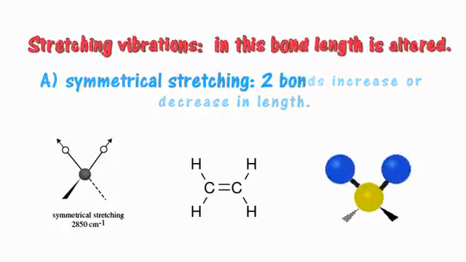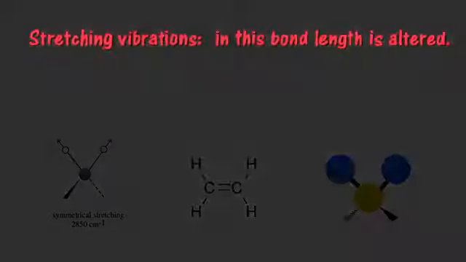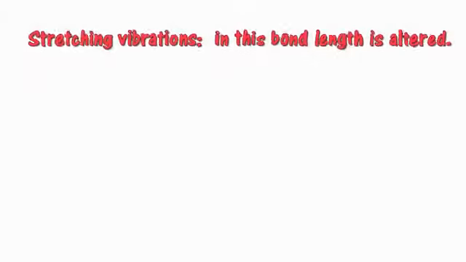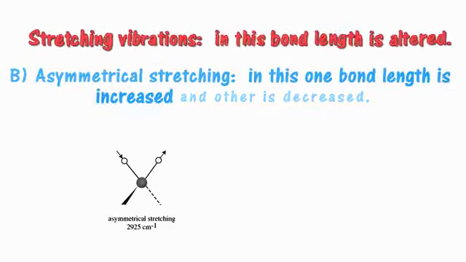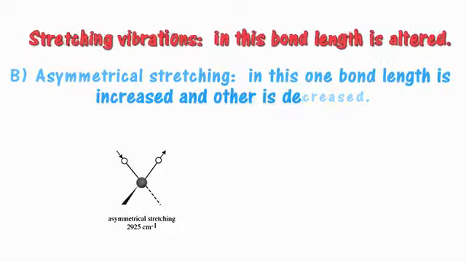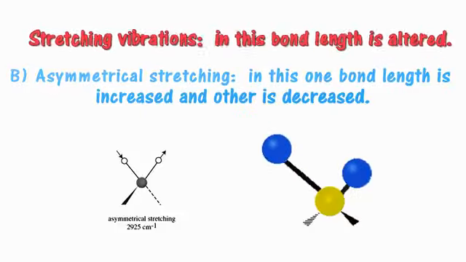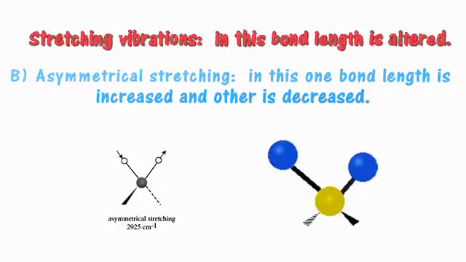Now let's learn about asymmetrical stretching. In asymmetrical stretching, one bond length is increased and another one is decreased at the same time. In the figure we can see one arrow is approaching toward the center and another one is leaving from the center. Through this 3D diagram we can see that one bond length is increased and another one is decreased.